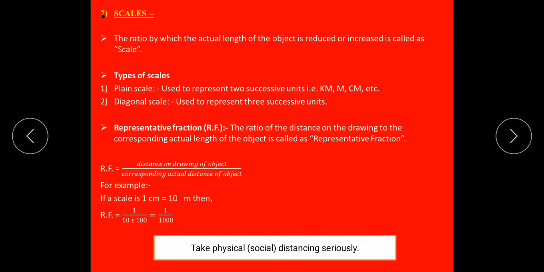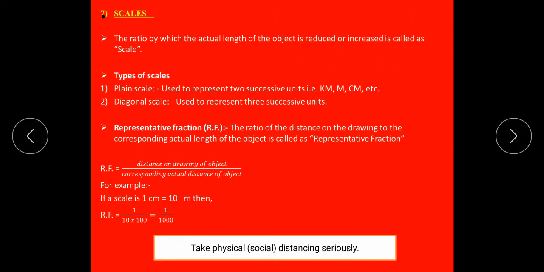The next content of the first topic is the seventh content, scales. When we measure a distance on the ground and must plot this distance on the drawing sheet, we use a scale. Scale means the ratio by which the actual length of the object is reduced or increased. This is the definition of scale.